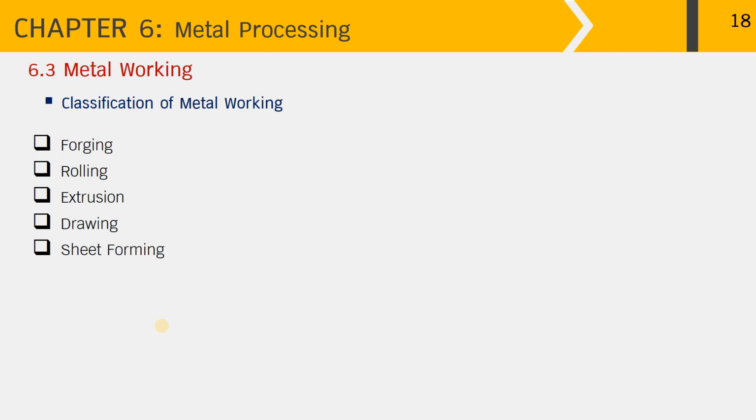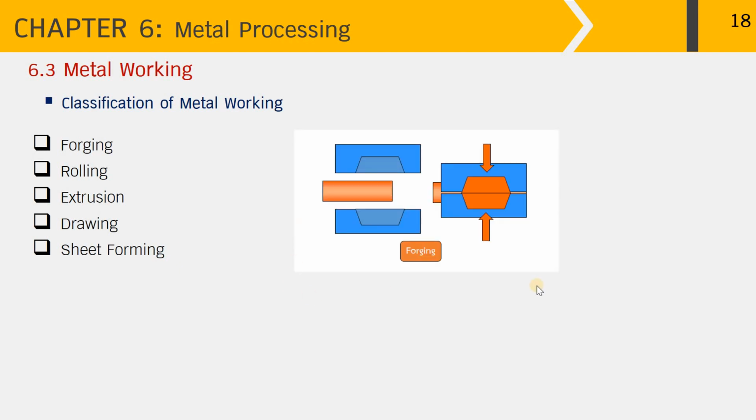Topic 6.3 Metalworking. For the classification of conventional metalworking, there would be forging, rolling, extrusion, drawing, and sheet forming. As you can see from the picture over here, this is the schematic showing the forging process. What we have here in orange is a lump of metal that has been put in between the upper and the lower die that appear in blue, with the profile of the die cavity inside.